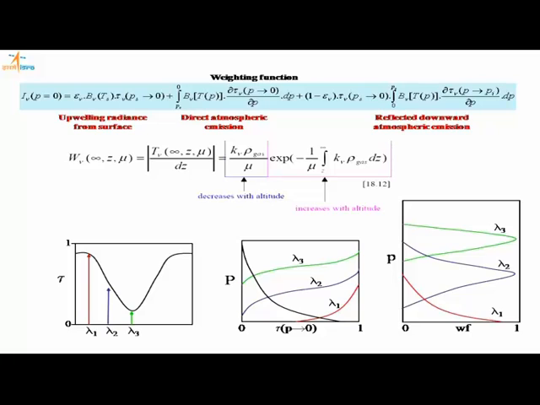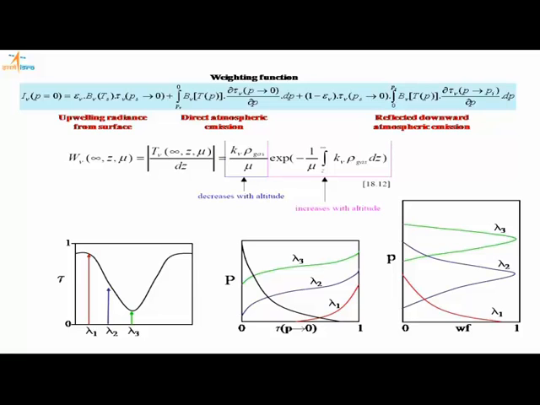And similarly, if we make more observations at various other spectral regions, suppose at this point if we make an observation, this will be giving information about the middle atmosphere. So in this way, we can make a sounding observation at different parts of the absorption band to get information about various layers in the atmosphere.